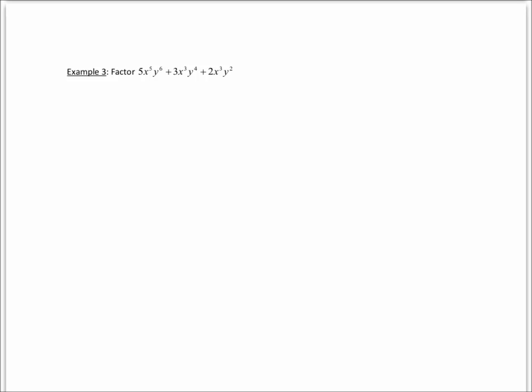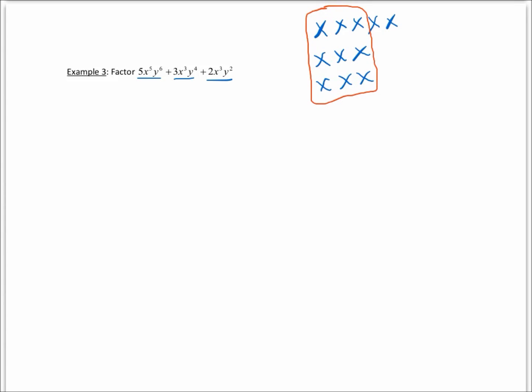In the first term, I notice that I have 5 x's. In the second term, I notice I have 3 x's. And in the third term, I notice I have 3 x's. So I am able to pull out 3 x's from every one of these terms. That's going to be part of my GCF. So I know in this case, part of my GCF is going to be an x cubed, because I can pull 3 x's out of every one of these terms.